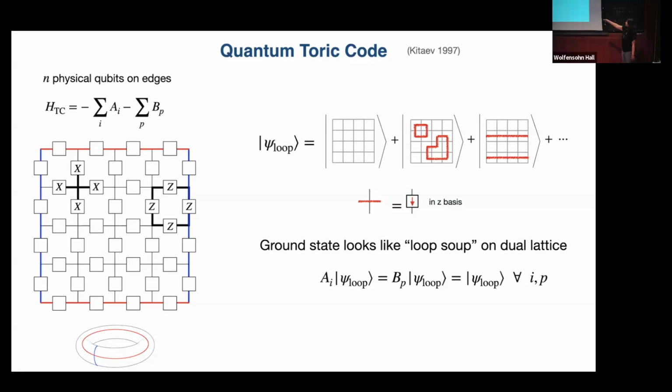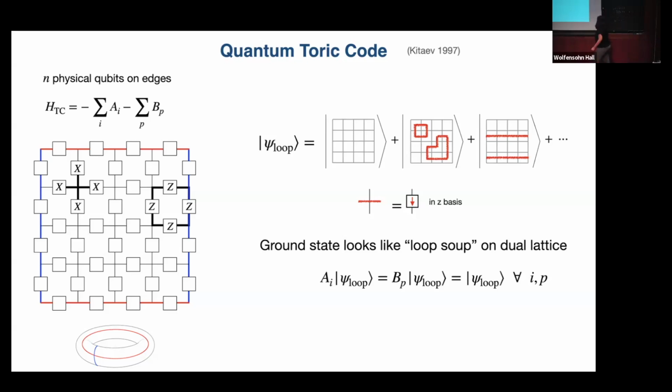So it's not just the empty state, but a +1 superposition of all the different loops that can exist. And this loop just means that the edges that are crossed by that loop are down in the Z basis. So that's an eigenstate. But the reason this has a non-trivial code space is that all your checks are not independent. So let's do a quick constraint counting.